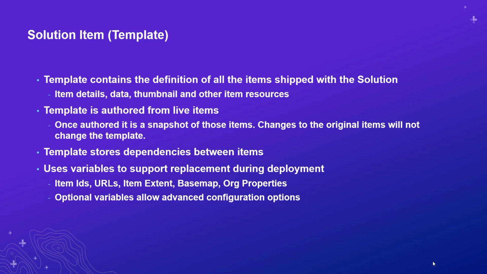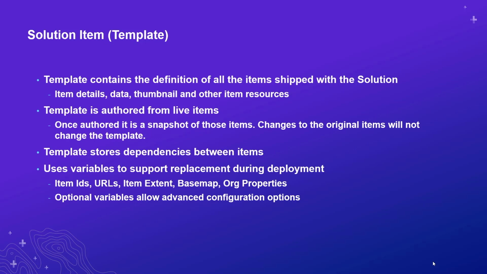So it will contain things like the information about the item details, the data or the JSON associated with the item. So things like web maps and web applications and dashboards all store their definitions in the item's data. So we're packaging that up in the solution item template. We're also storing things like the item thumbnail and other resources with that template as well. And it's not just JSON items. We also support binary items, so items with downloads like Word docs, CSVs, Pro projects. So we can package those up as part of the template as well.